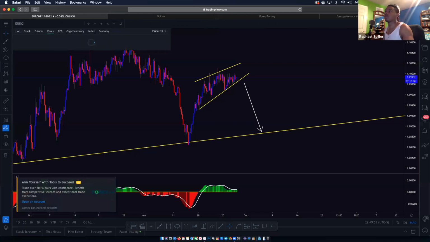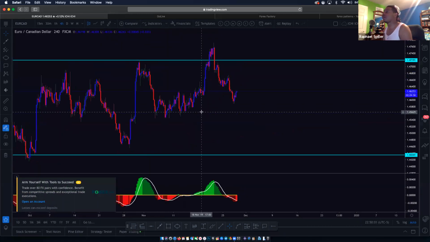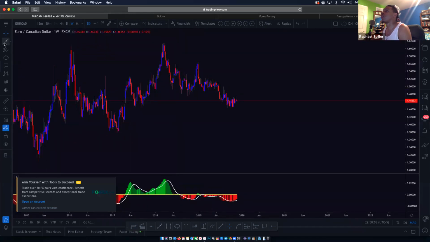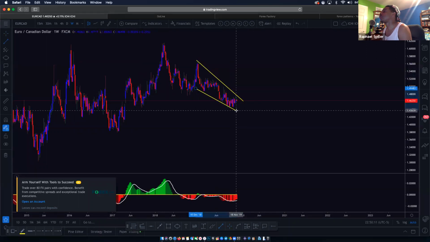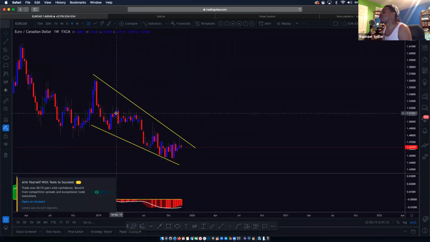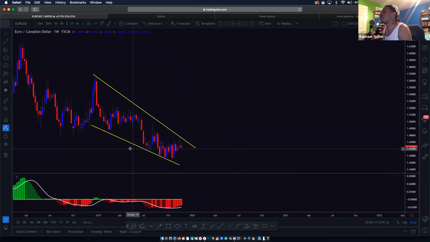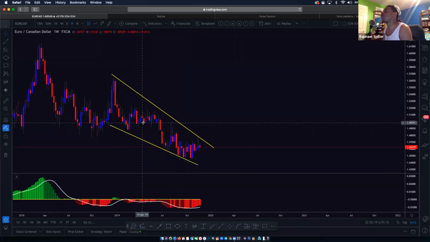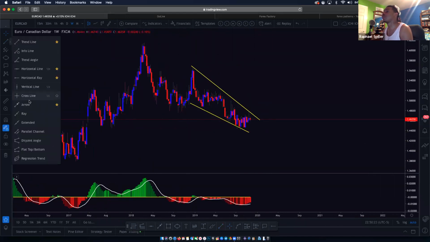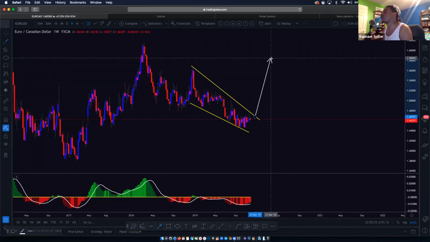All right, am I missing one? I believe I'm missing one. Euro CAD. Yep, I didn't even finish doing this one. So Euro CAD. To me, Euro CAD, definitely seeing this downtrend. I definitely see this wedge happening as well. This falling wedge that's going on, I'm definitely identifying this. I definitely see this going up long term. For sure.